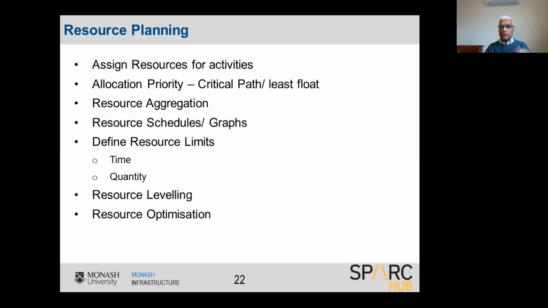And then you prepare the resource graphs, aggregate the resources, and after you do the resource allocation, check the aggregate resources versus the resource availability at the site, or the resource availability at your fingertips. Then you might see that, hang on, at this time, based on our resource allocation, we needed 15 electricians at the site, but actually you have only 5. Then you do resource leveling.